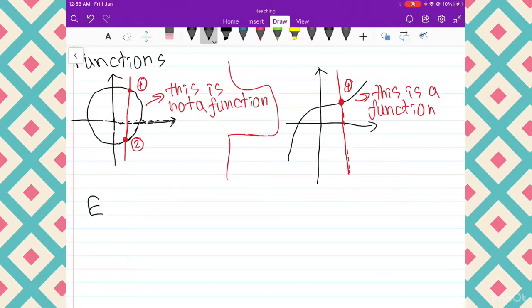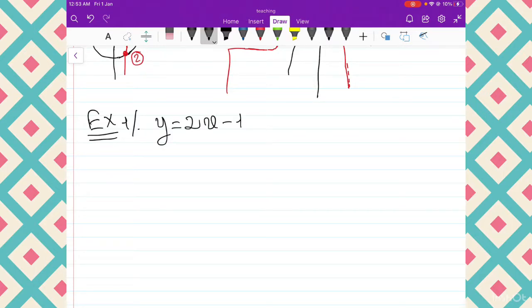So I will give you some examples of how to find the domain and range of a function. Example number 1, y equal to 2x minus 1. The best way to determine the domain and range is to draw the picture. Or for some functions, it is easy, so you can know exactly what its domain and range is. For any line, the domain is equal to real numbers and the range is also equal to real numbers.